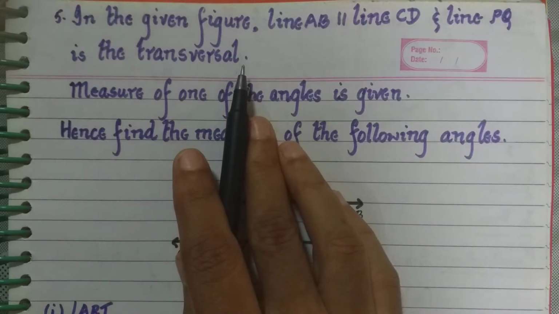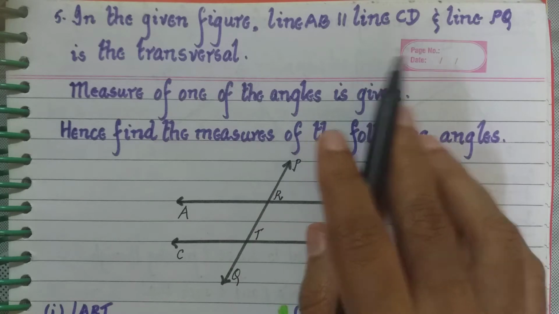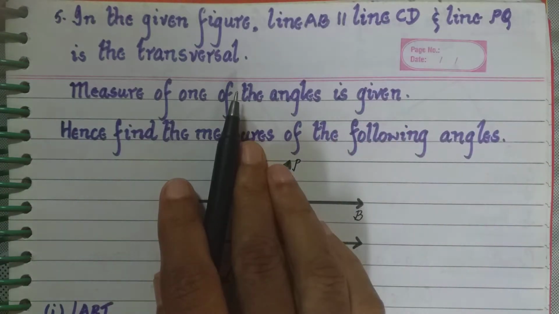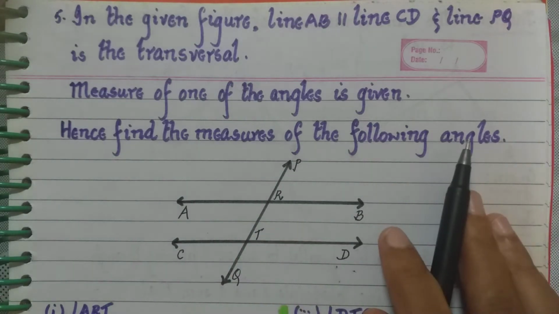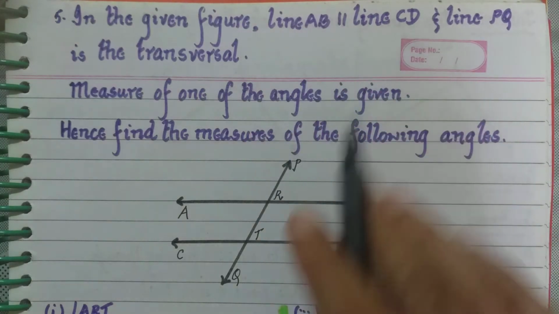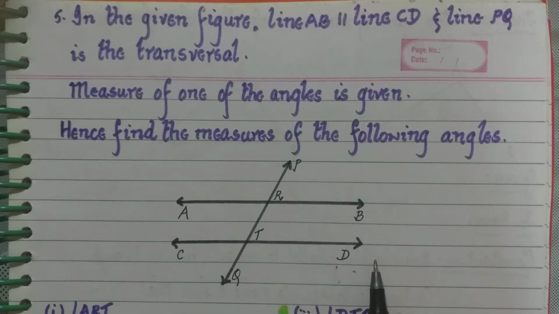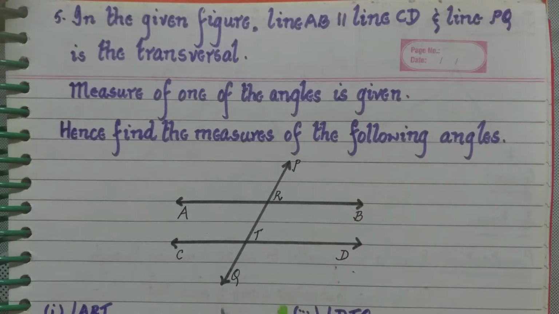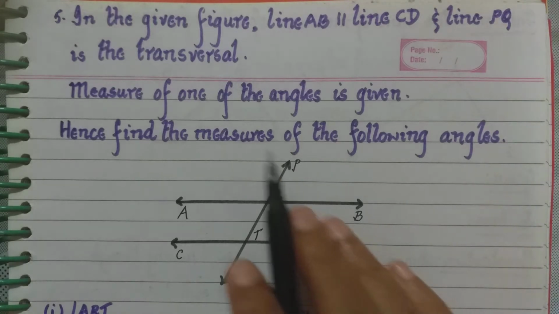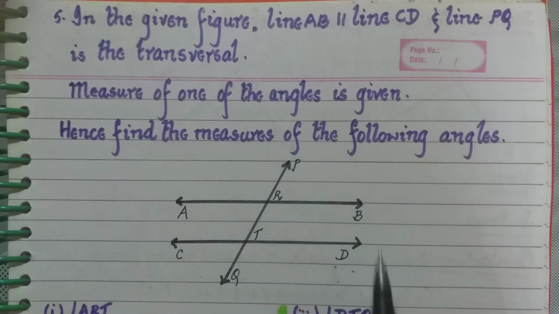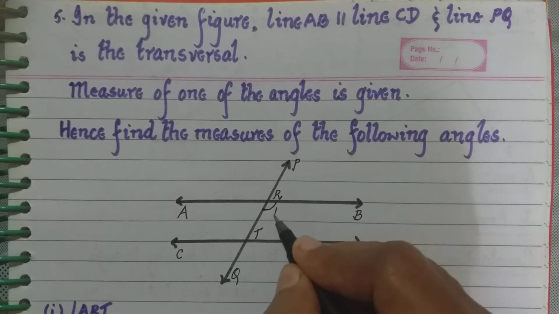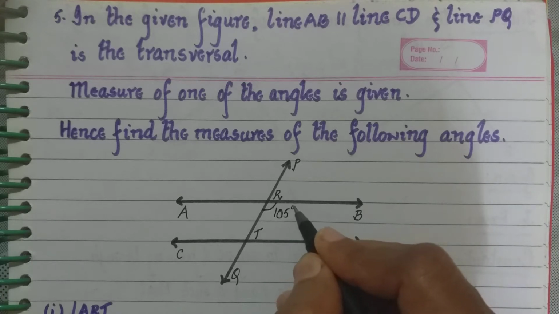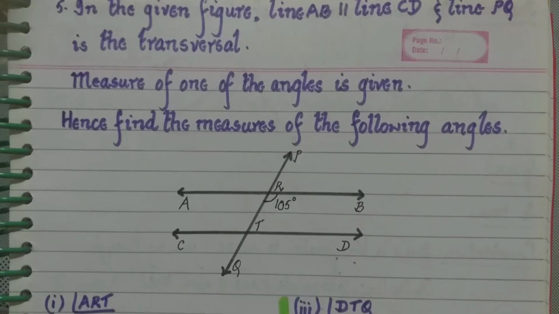Fifth question. In the given figure, line AB is parallel to line CD and line PQ is the transversal. The measure of one of the angles is given. Hence, find the measures of the following angles. Here they have given that line AB is parallel to line CD and line PQ is the transversal. Which angle is given? This angle here is given as 105 degrees.